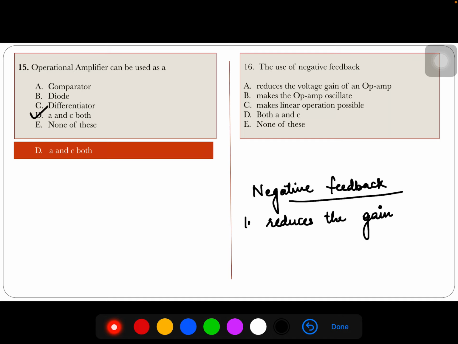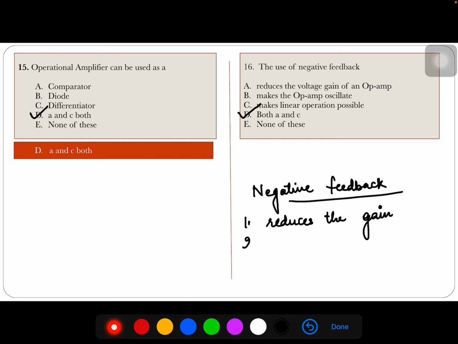C option, it makes linear operation possible. See, I am telling you again and again that negative feedback is useful for amplifiers. And if you go into the depth, amplifier means amplification, and amplification itself means linear operation. So therefore, it makes the linear operation possible. This is correct. C option is also correct. So ultimately, the correct option is both A and C because it reduces the voltage gain also and it makes the linear operation also possible. Okay, so both A and C are correct.